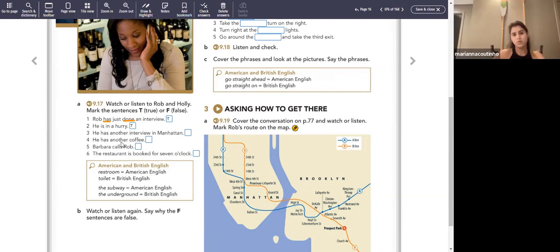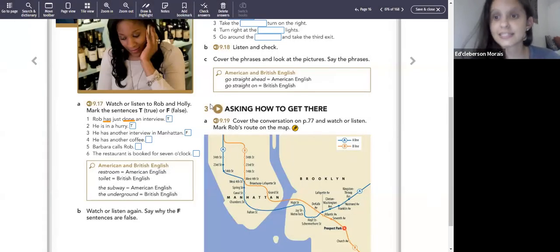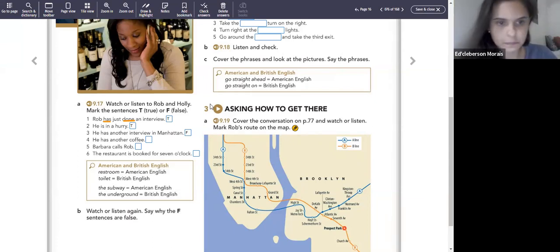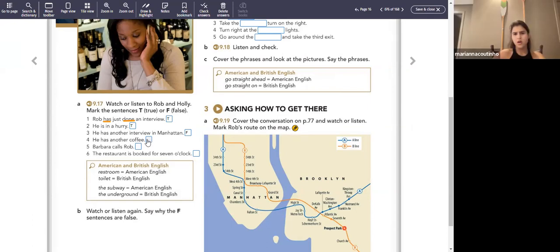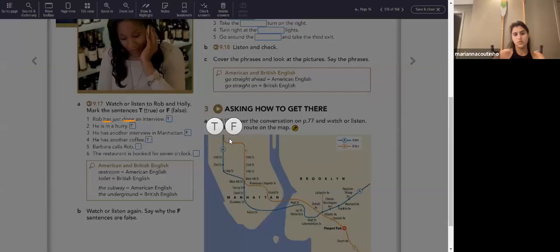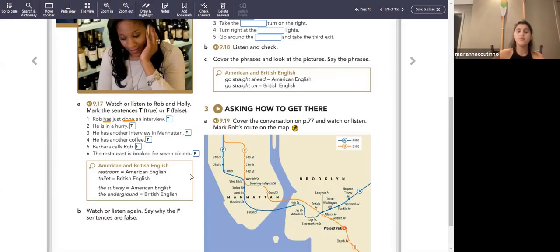False. What does he have to do there? A date. He has a date. Who with? With Jenny, awesome. He has another coffee. True. True, yes. And Barbara calls Rob. False. Who calls him? Jenny calls him. Awesome. And the restaurant is booked for 7 o'clock. False. Why is it false? For 8 o'clock.